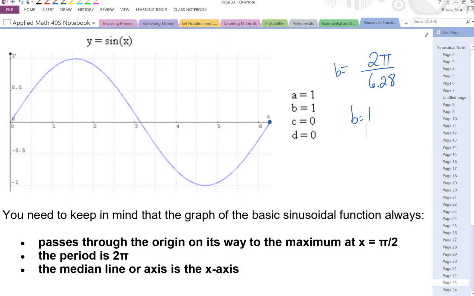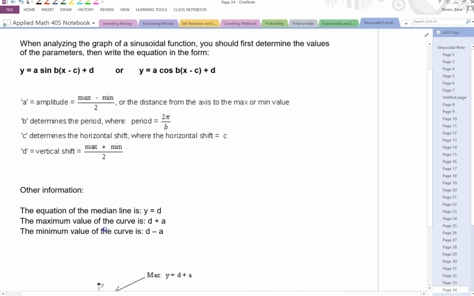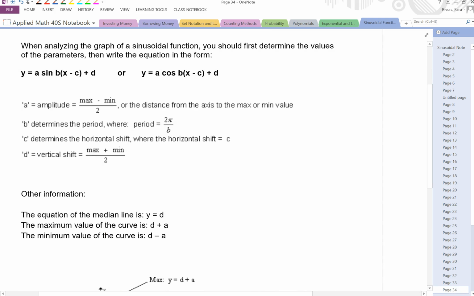All of that is summarized down below here. Let's take a look at the next page. It says, when analyzing the graph of a sinusoidal function, you should first determine the values of the parameters, then write the equation. We've got our parameters here, and they've also given us our equations. Our amplitude equation is max minus min divided by 2. Our B value equation is the period, 2 pi divided by B. We'll have a look at C on the graph and see how we can identify the horizontal shift, first if it's left or right, and then by how much. And then D, our vertical shift, is max plus min divided by 2, and that's related to our median line.